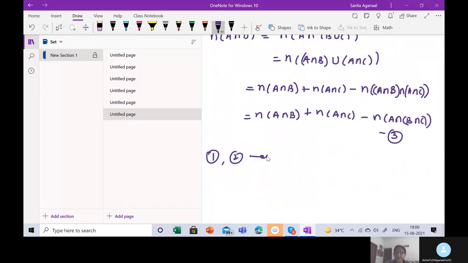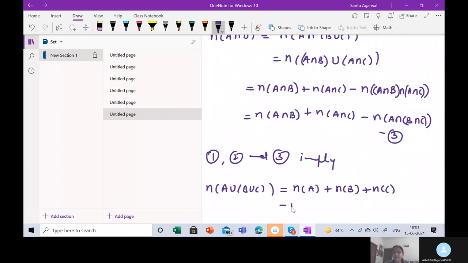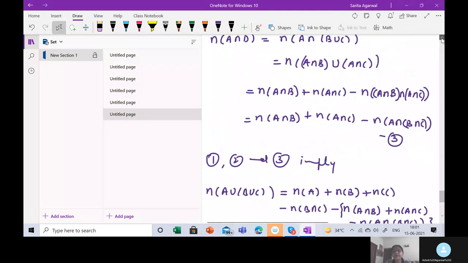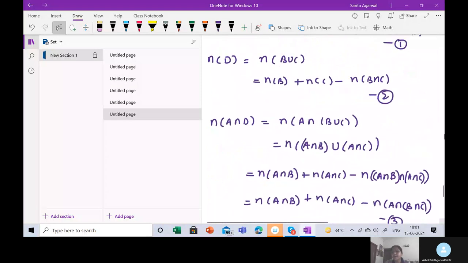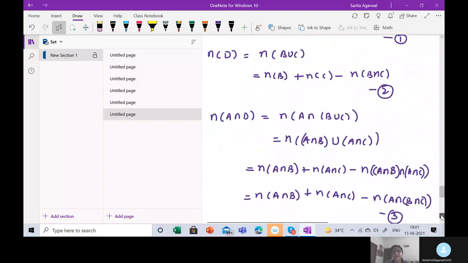That the number of the elements in A union B union C is the number of elements in A, and D gives us the number of the elements in B plus the number of the elements in C minus the number of the elements in B intersection C, and the number of the elements in A intersection D gives us minus the number of the elements in A intersection B plus the number of the elements in A intersection C minus the number of the elements in A intersection B intersection C. Right? You can see, this is our D. I'm substituting this D, B union C. Then I substitute this A intersection D.